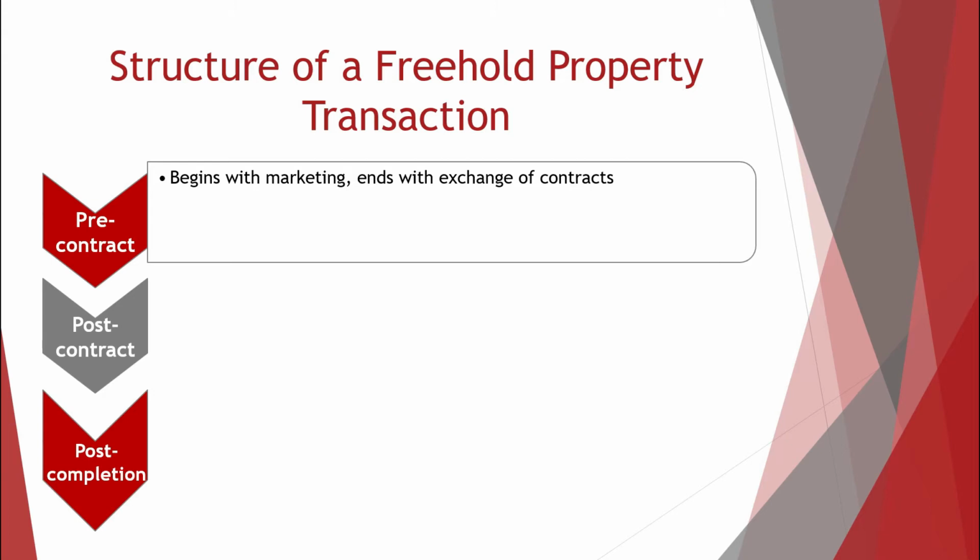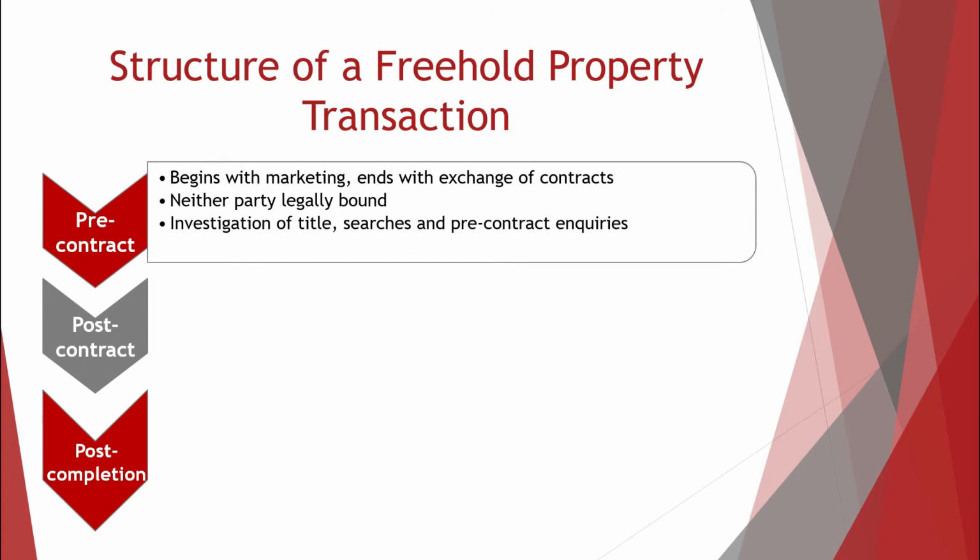It's important to note that under English law, neither party is bound to complete the transaction until contracts have been exchanged. This means two things. Firstly, the buyer and any mortgage lender will want to be sure that there are absolutely no issues with the property before contracts are exchanged, and therefore most of the conveyancing work takes place during this phase.